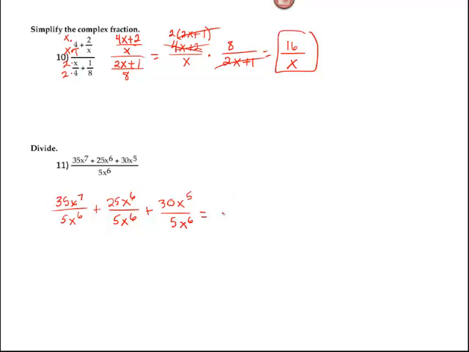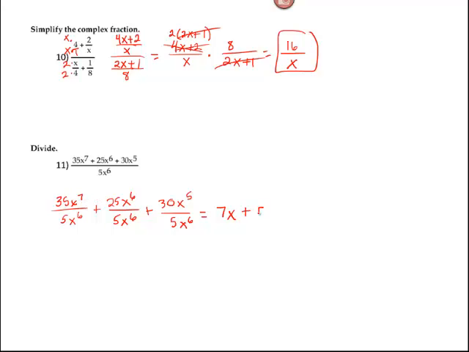So 35 divided by 5 is 7. X to the 7th over x to the 6th simplifies. All of the x's cancel out but 1, and it would be up here on the top of our fraction where the 7 would be as well, because there's more x's on top.